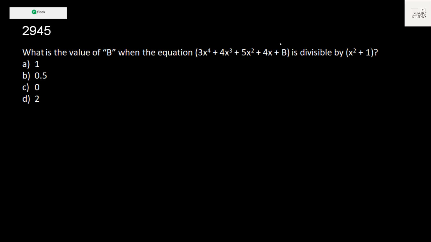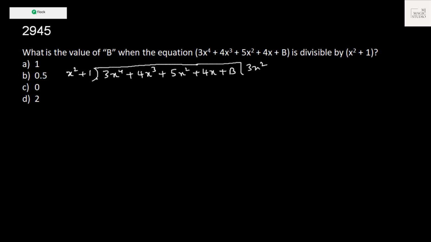What is the value of b when the biquadratic equation is divisible by x square plus 1? Let's do the long division. It won't take more time. Because if it is divisible, then the remainder should be 0. We'll go 3x square times 3x to the power 4 plus 3x square.